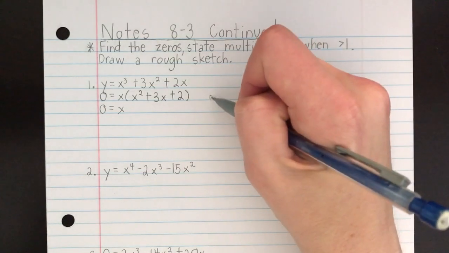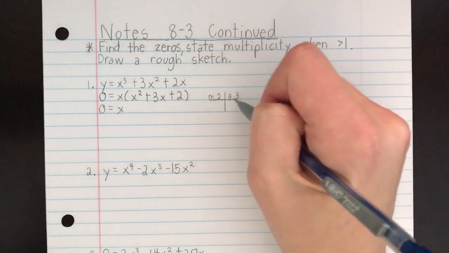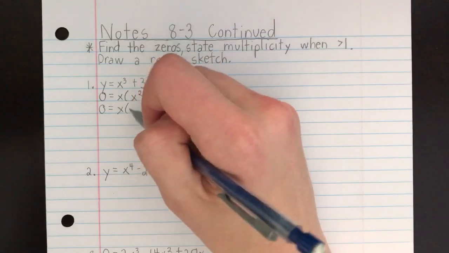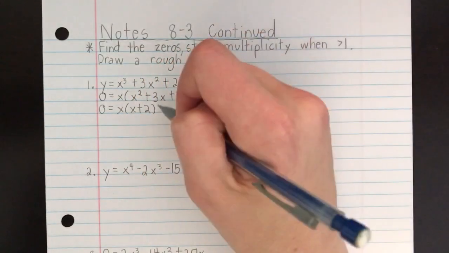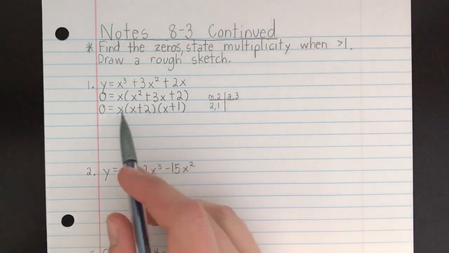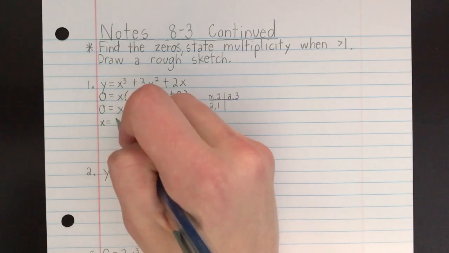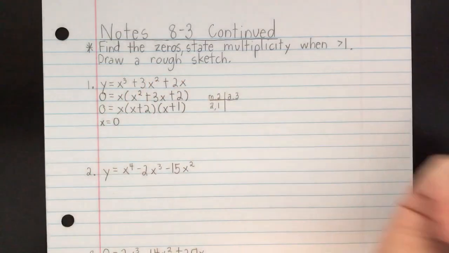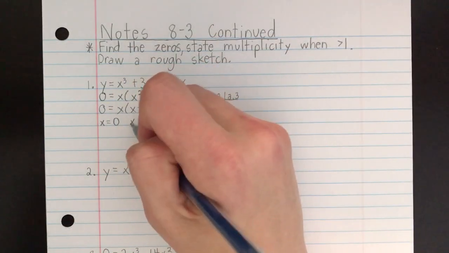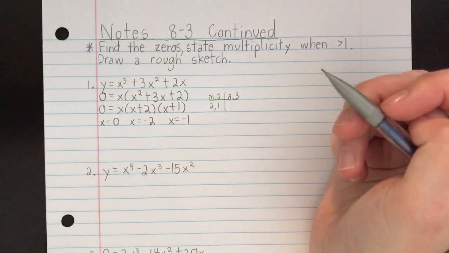So numbers that multiply to 2 but add to 3 are obviously going to be 2 and 1. Multiplies to 2 but adds to 3. So x plus 2, x plus 1. Okay, now that we've got our polynomial in factored form, we set each factor equal to 0 and solve. Okay, but no work really needed for that. Here we know that this is going to give us a root of x equals 0. Here we know that's going to give us a root of x equals negative 2. And here we're going to have a root at x equals negative 1.